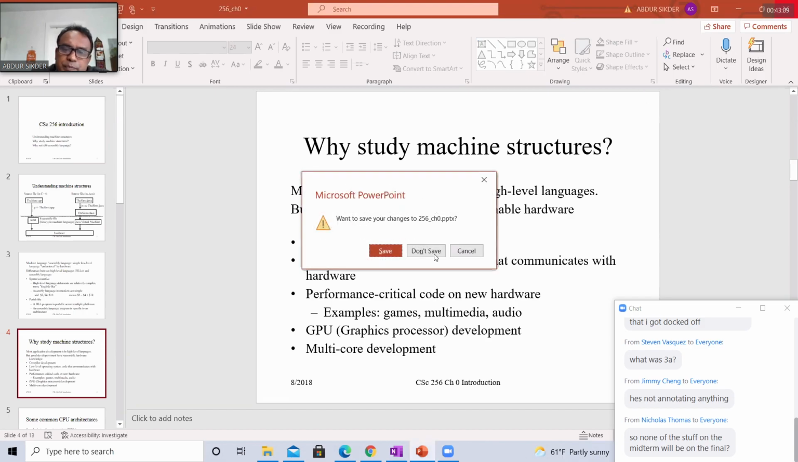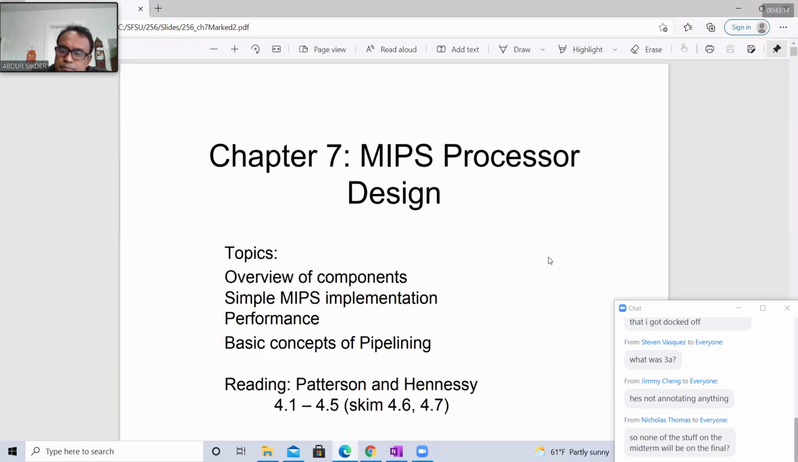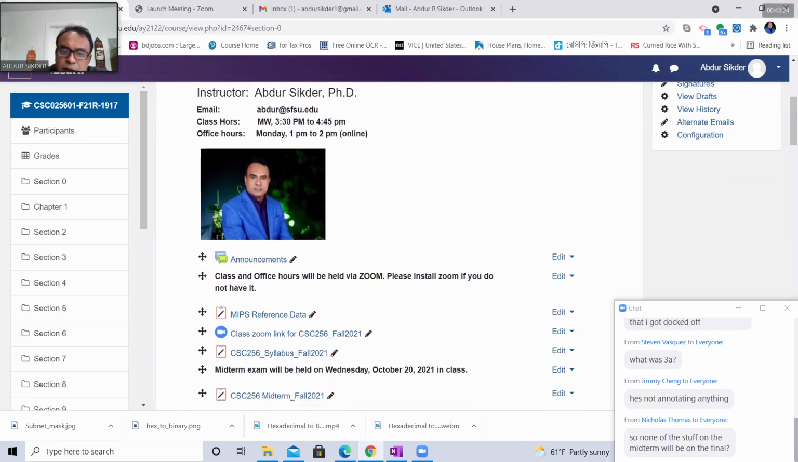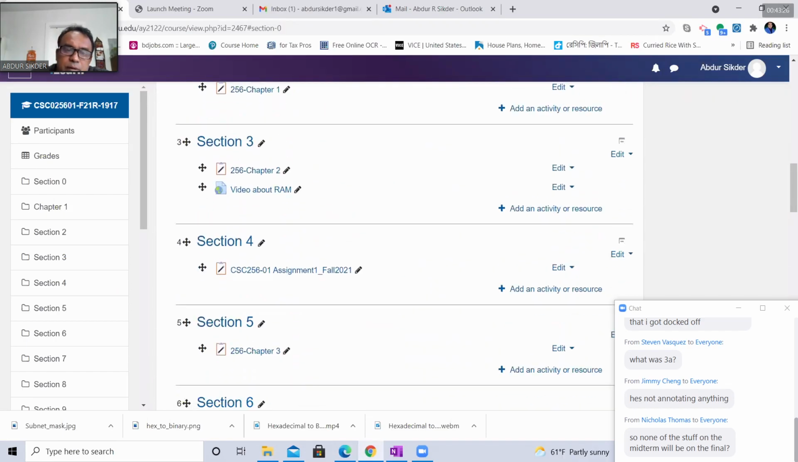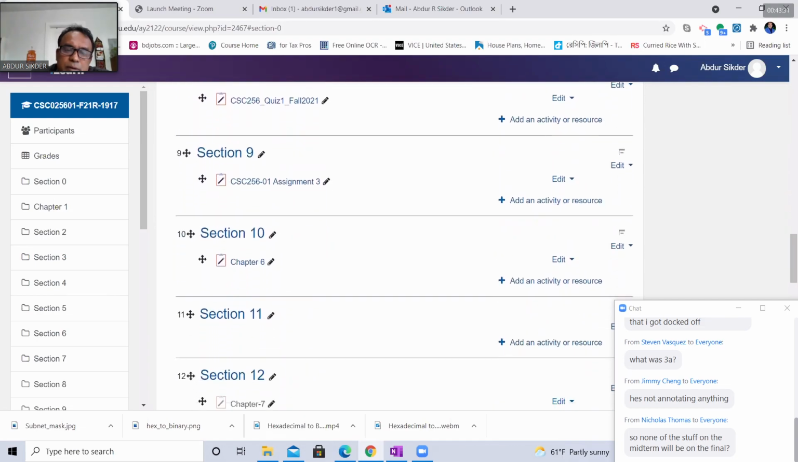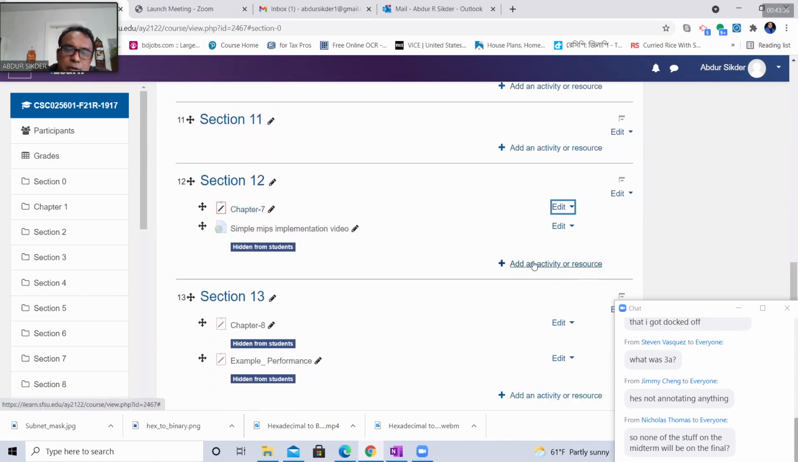Okay. So let's, can you see my screen now? Yeah. Chapter 7, MIPS processor. Let me see if I made it available in iLearn. 6 is open, 7 is not. Yeah, I'm opening it now. Okay, so you have that. MIPS implementation. Then we have a video here. Put it on as well.